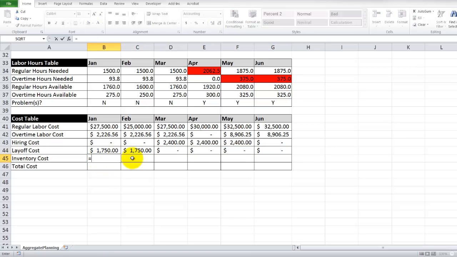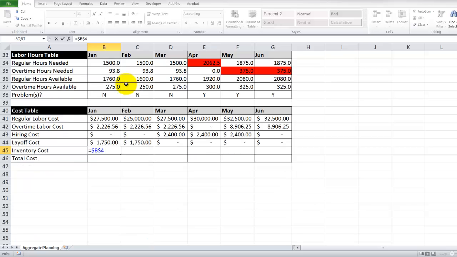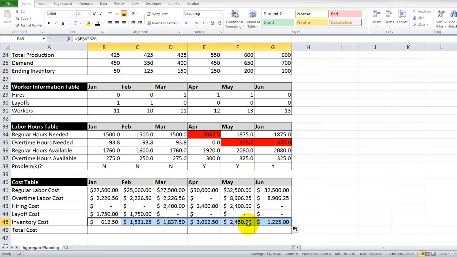Inventory cost is going to be equal to the inventory holding cost, which is $12.25 per unit. So let's reference that, put a dollar sign around the row and column, even though we just need the column, but that's okay. Let's put both, times the number of our ending inventory of 50. So we can hit enter there, and fill that formula to the right.